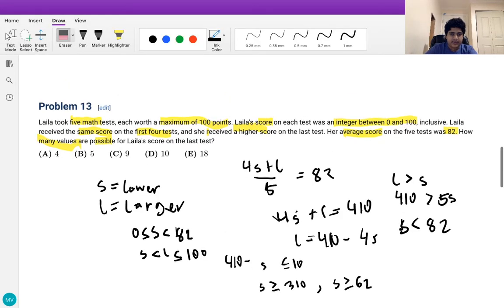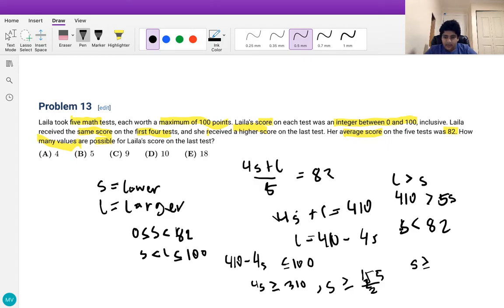Okay, so we have 410 minus 4S is less than or equal to 100, which means that 4S is greater than or equal to 310, or S is greater than or equal to 310 divided by 4, which is also equal to 155 over 2. Since S is an integer, S must also be greater than or equal to 155 plus 1 over 2, which is 156 over 2, or just 78.